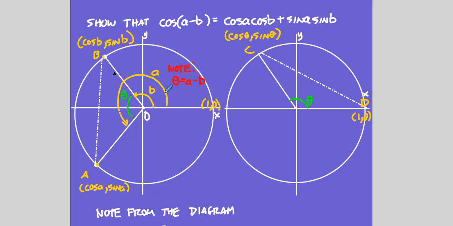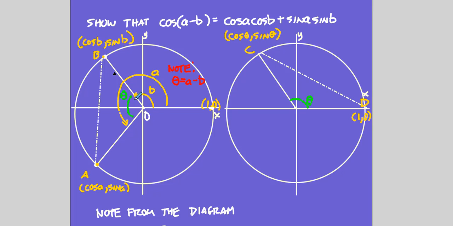So I'm going to call this angle here, starting from right here, the point 1, 0, this is going to be 0 degrees or 0 radians. Doesn't matter here right now. So I'm going to call this angle A from here to this segment OA.